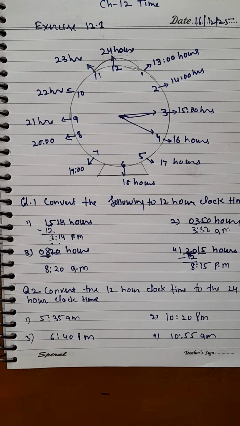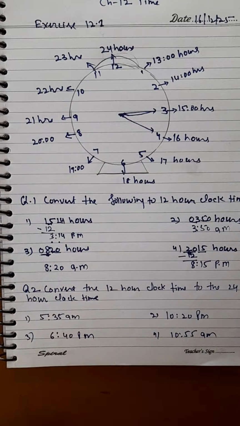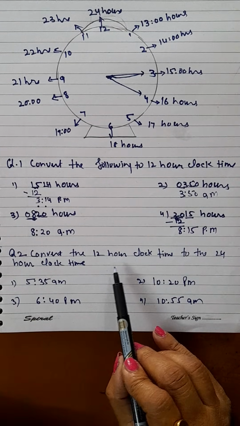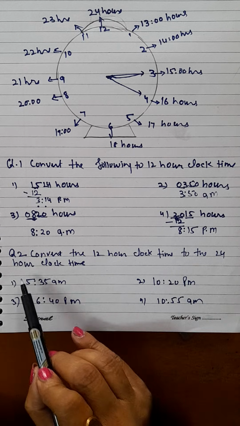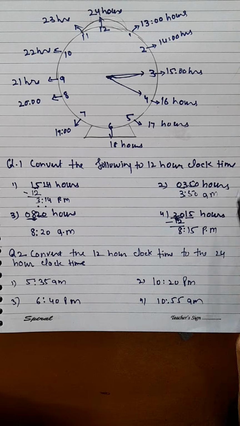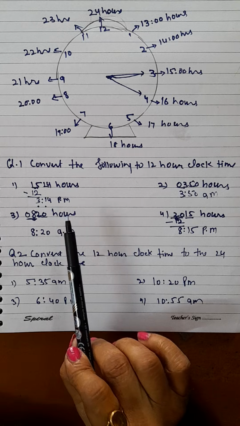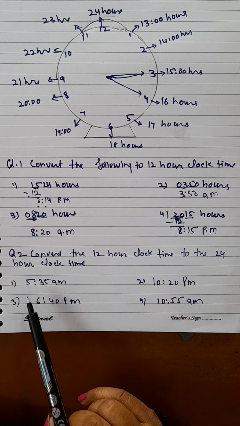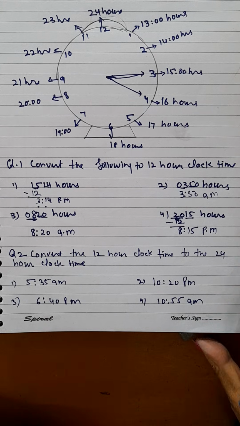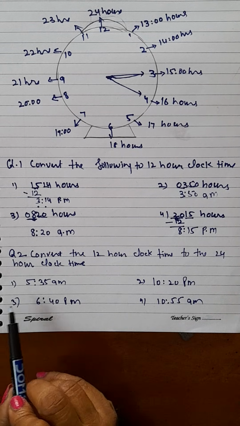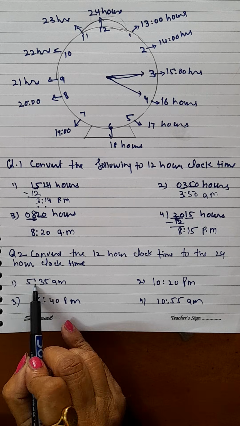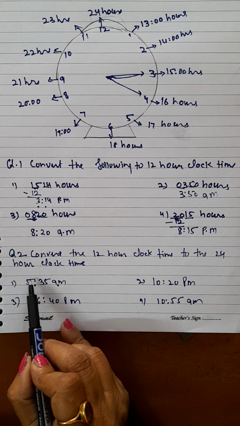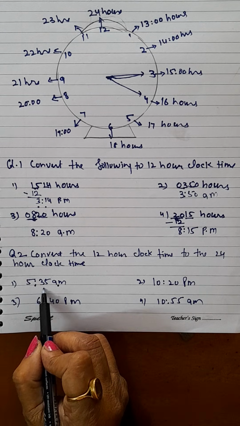Next part of the question is: convert the 12-hour clock time to the 24-hour clock. Earlier, in the previous question, we converted the 24-hour clock into 12. Here we have to convert 12 into 24. For converting 12 into 24, how do we write? We have to remove the colon, we have to remove AM, and if the hours are given in a single digit, we have to add 0.